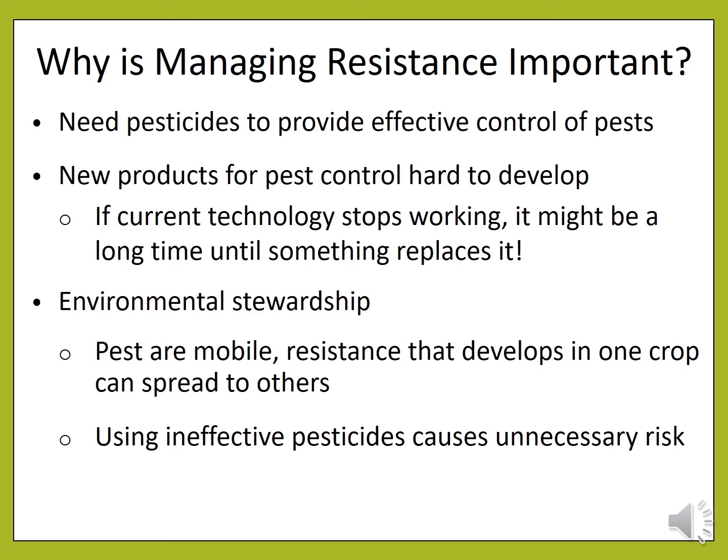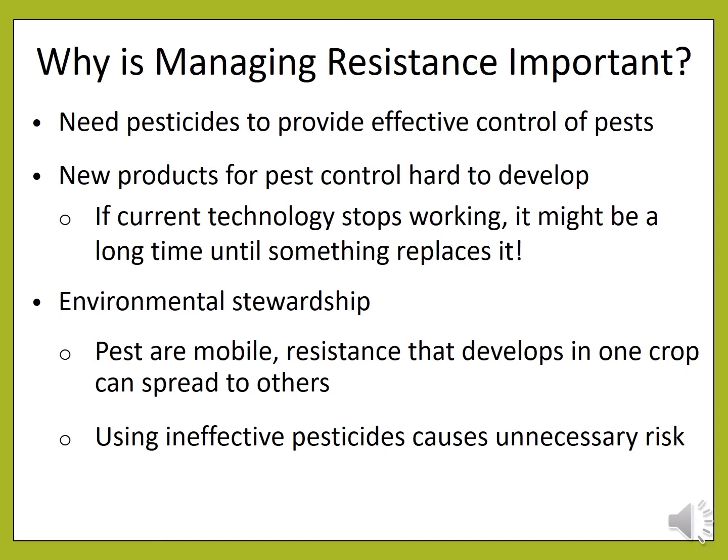So why is managing resistance important? Well, we need pesticides to provide effective control of pests. We use pesticides because we need to control pests. New products for pest control are very hard to develop. And if the current technology that we have available to growers stops working, it might be a very long time until something comes along to replace it.